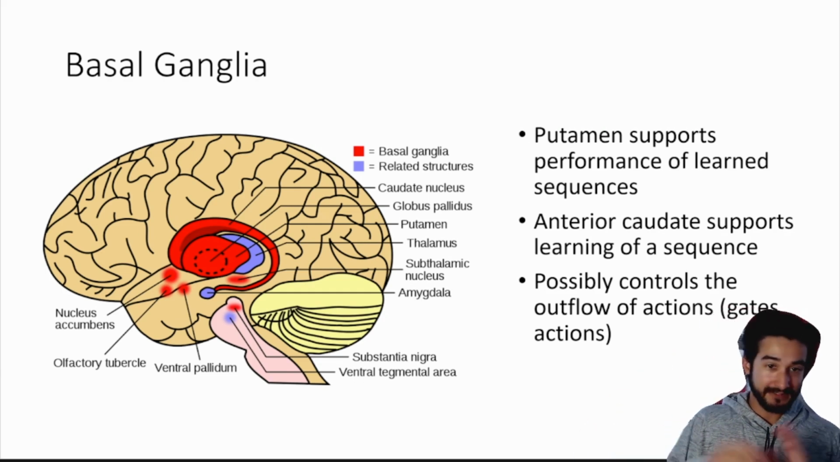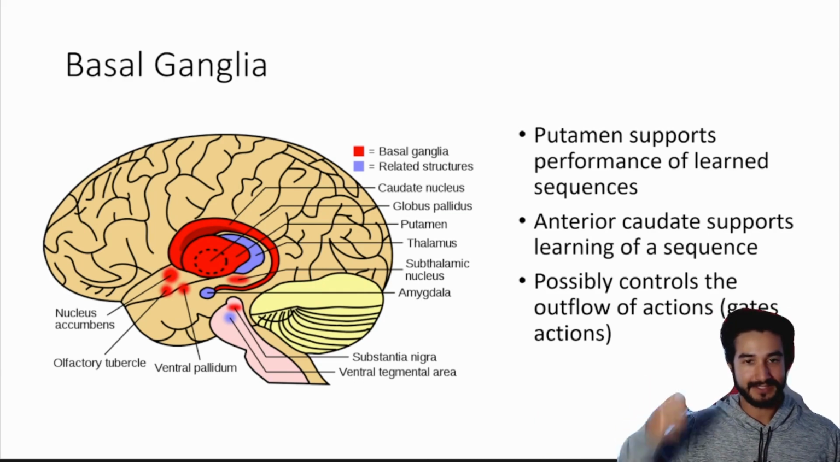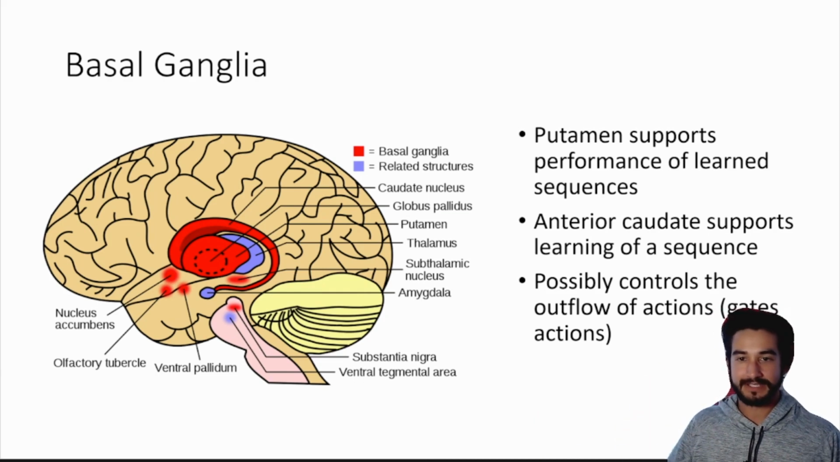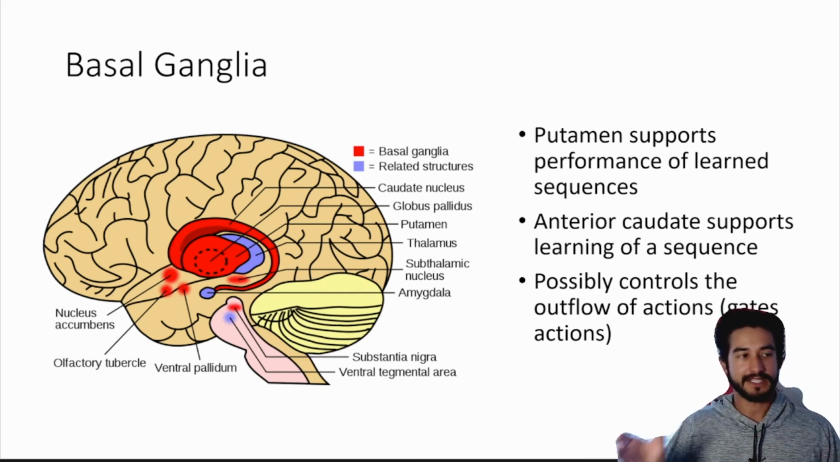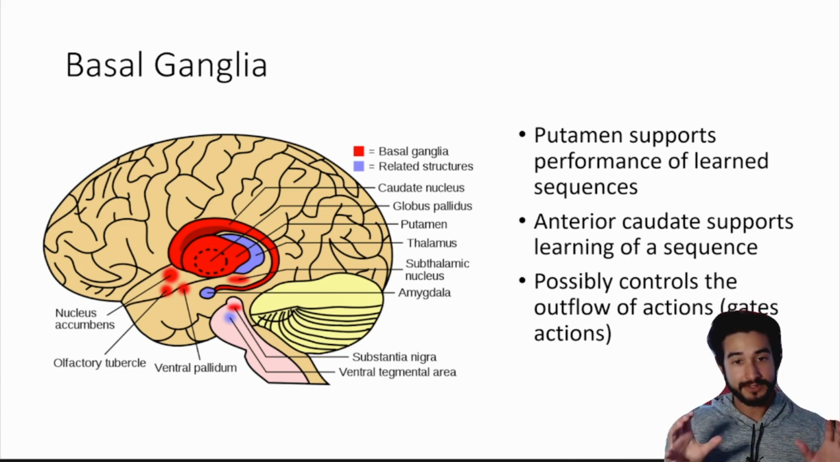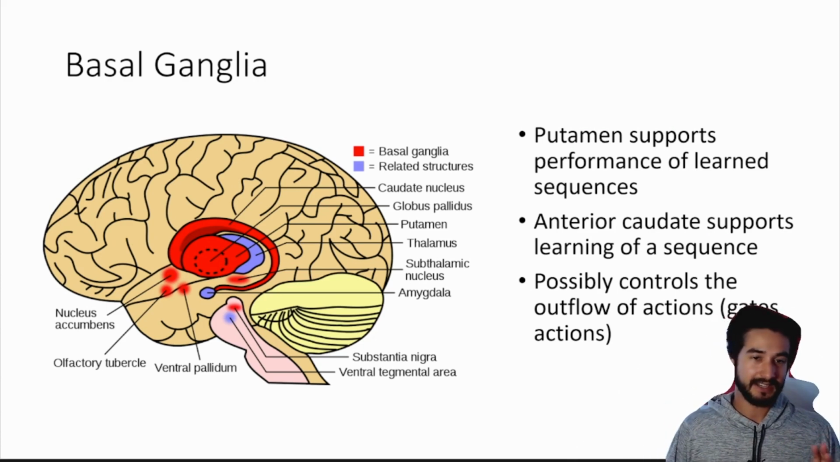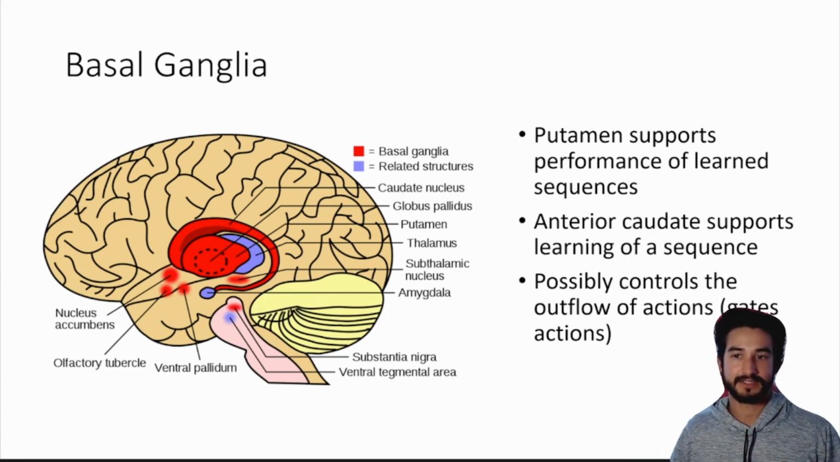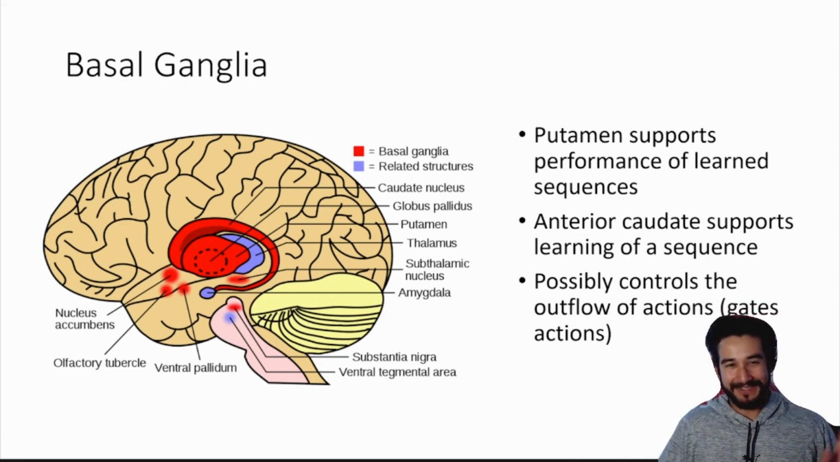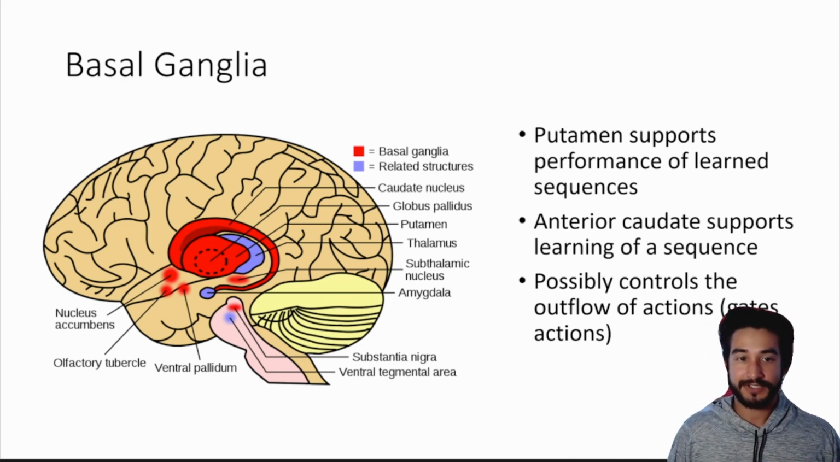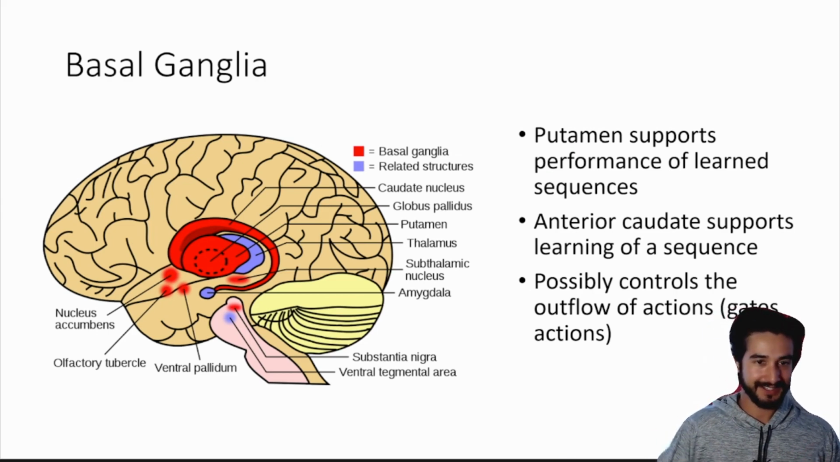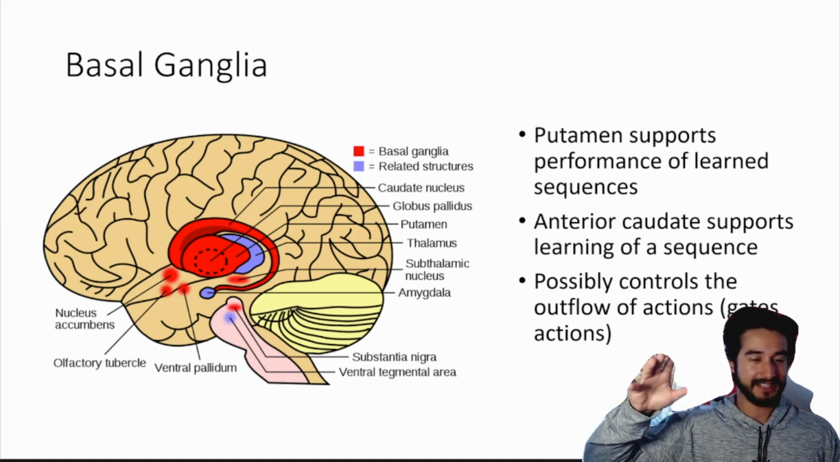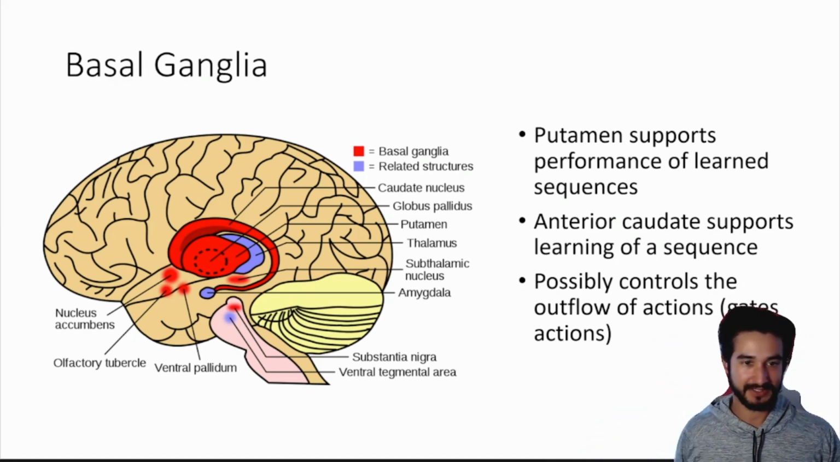Whereas if you deactivate the anterior caudate in monkeys with an injection, this reduces their ability to actually learn the sequence. So it seems like there are multiple roles that the basal ganglia plays in the learning of a sequence and also once the sequence has been learned. Even with this said, we're still not entirely sure how it contributes to motor sequence learning overall. We just know that it supports the learning of it and then also supports the expression of a learned sequence.